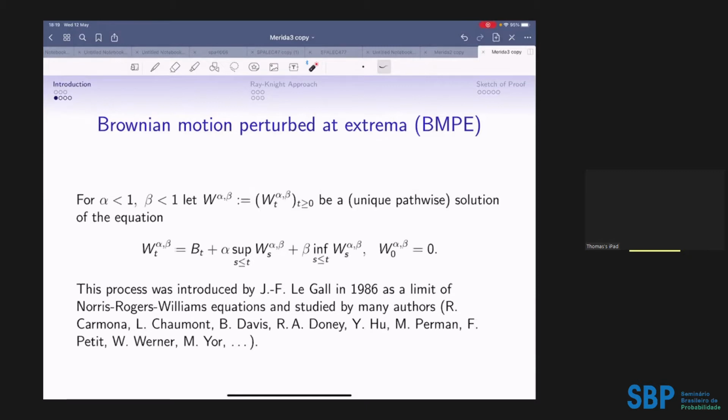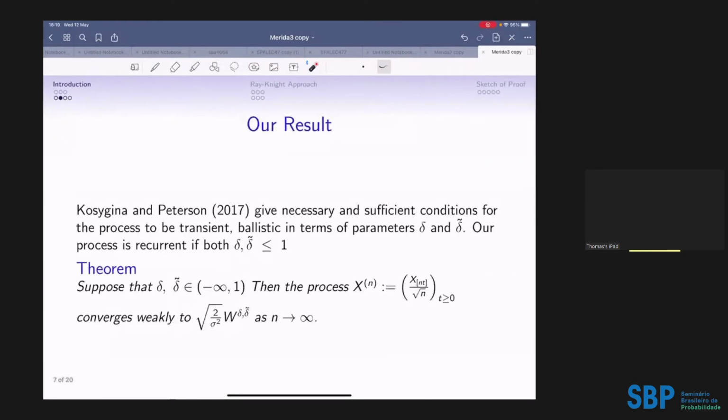Okay, but why this is relevant, we're going to see is, well, first of all, we need this terminology and these models to talk about our process, our model. So if I give you this Markov chain and this function P, then from this, we can compute 2 processes, delta, delta tilde, and the process is going to be recurrent if both delta and delta tilde are less than or equal to 1.